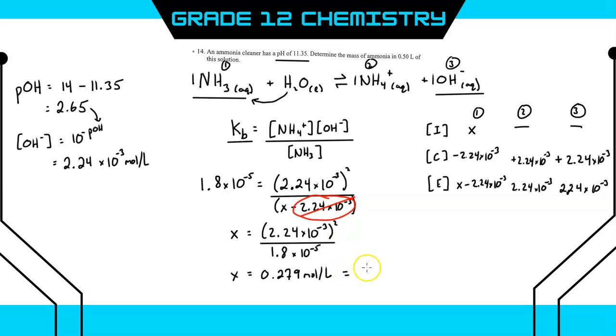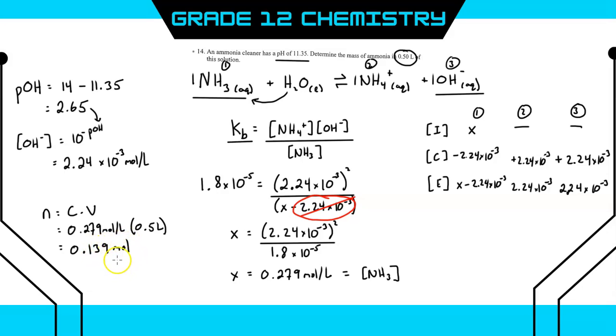Now that we know what the concentration of ammonia is, and we know that the volume is 0.5 liters, we can work backwards to figure out how many moles we have. Okay, so the number of moles, N, is going to equal our concentration times our volume. So we have 0.279 moles per liter times our volume, which is 0.5 liters, and we get 0.139 moles. See how close we are to the answer? So now we know how many moles of ammonia we have.